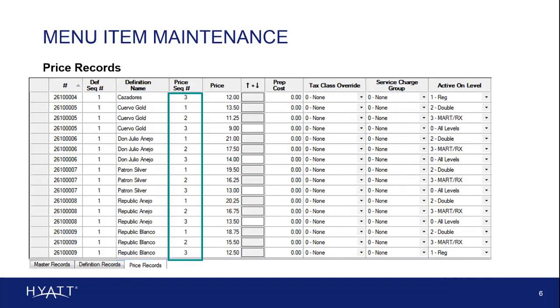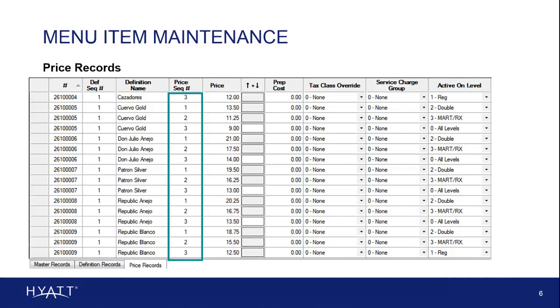What is the first column here that's unique is the price sequence number. So similar to the definition sequence number on the definition records tab, here is where you can have multiple price records for one definition sequence. So in this case, we have 3 price sequences for each of these beverage examples. And I used beverage because it is the more complicated type of price records. In this case, we have the regular price, the double price, and the martini or rocks price.